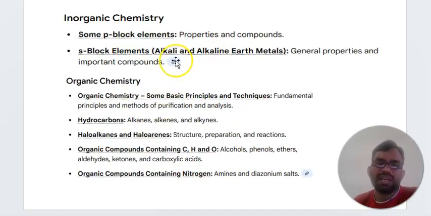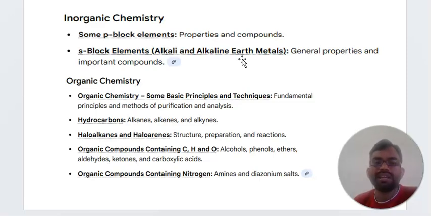Now coming to inorganic chemistry. You can see some P block elements, properties and compounds, S block elements, alkaline earth metals, general properties and importance, like D block and F block elements. These are the few very important inorganic chemistry topics.